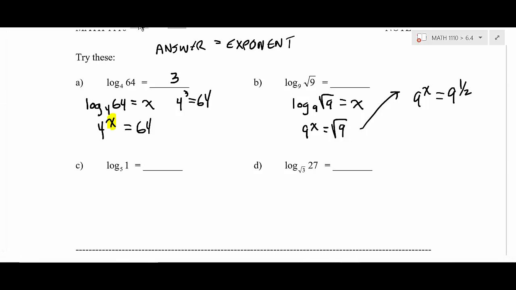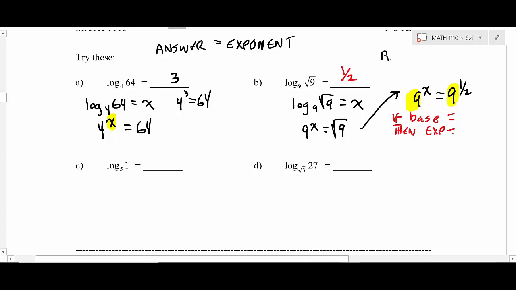And this is a common thing that shows up on these problems. We talked about this a lot last class. If the bases are the same, so if the bases are equal, then the exponents are equal. Okay, that's the basic idea. So x has to be 1/2. It can't be anything else. So the answer to that problem would be 1/2.